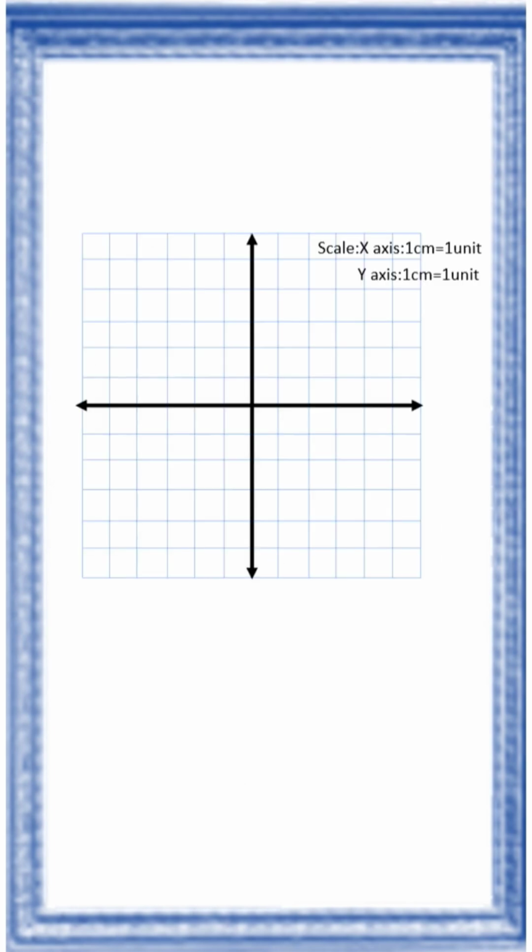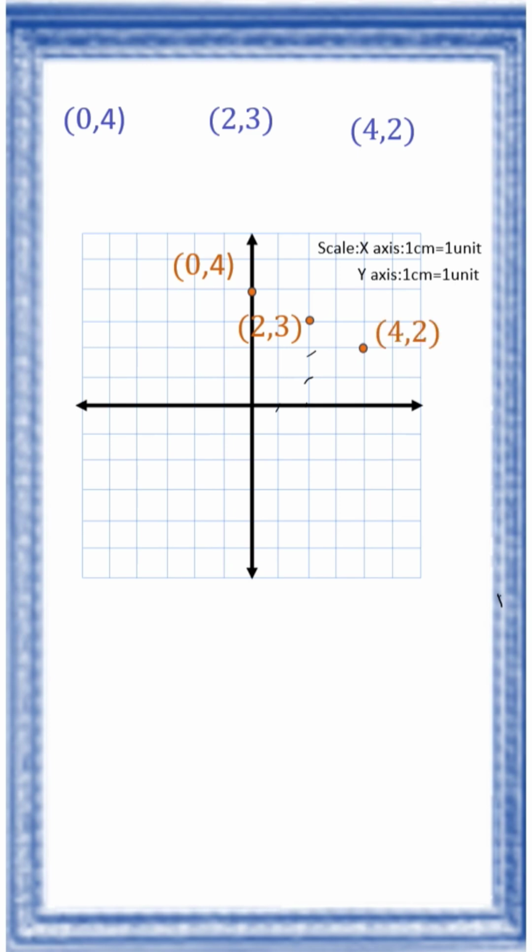Now let us take a graph sheet. Scale also you have to write. X-axis 1 centimeter 1 unit, y-axis 1 centimeter 1 unit. Let us have the table of values for x and y here also. First one is 0, 4. The second one is 2, 3. Then 4, 2.